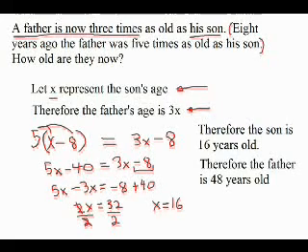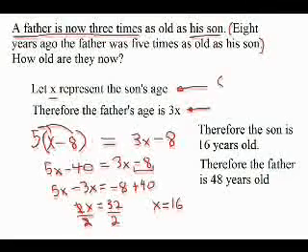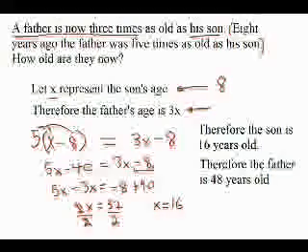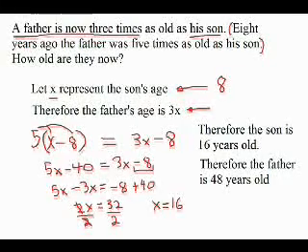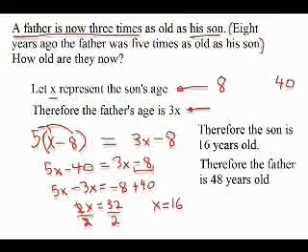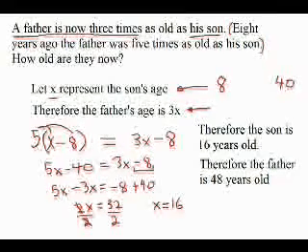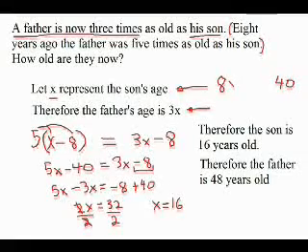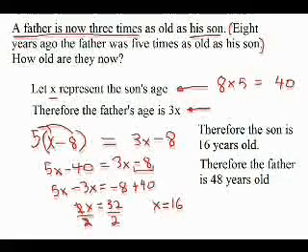And how can we check to see if this is the right answer? Well, let's see if it meets the second criteria. And the second criteria is that 8 years ago, the father was 5 times as old as his son. Well, the son right now is 16 years old. So 8 years ago, he would have been 8 years old. The father is 48 years old right now. So 8 years ago, he would have been 40 years old. And what we're told is the father is 5 times as old as the son. 8 times 5 is 40. So we've met both of the criteria.